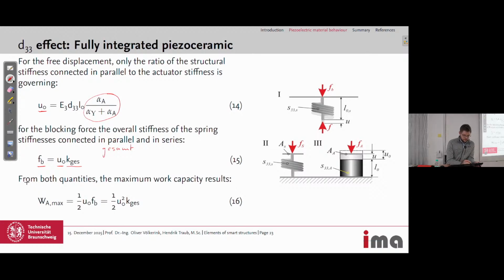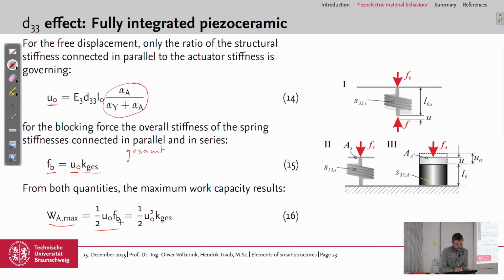And from these two quantities, we can come up with a new definition for this model of the maximum work capacity we already had yesterday, WA, which is 1/2 free displacement times blocking force. And if we use this blocking force here, then we get 1 divided by 2 U0 squared times the overall stiffnesses of the springs.